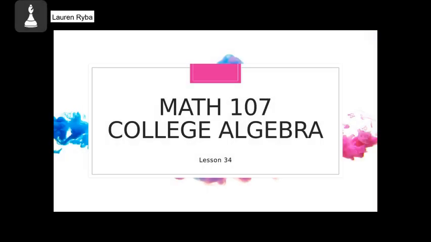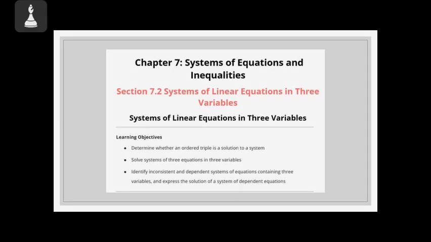This is the lecture for lesson 34. We're going to continue solving linear equations, but now we're going to go to three variables. So we will determine if an ordered triple is in fact a solution. We will then solve some systems with three variables, and then identify inconsistent and dependent systems, as well as how we write their solutions.